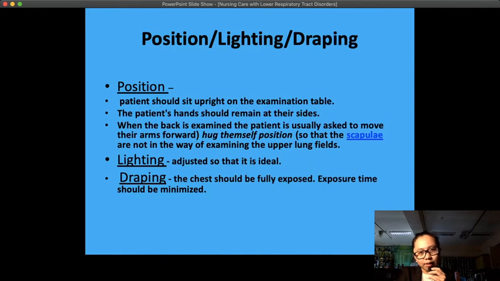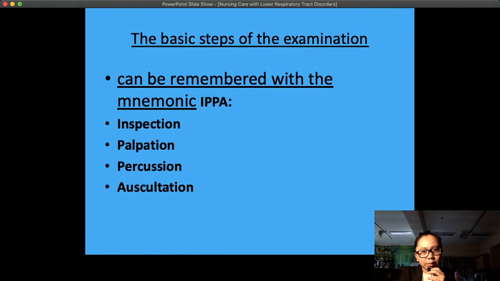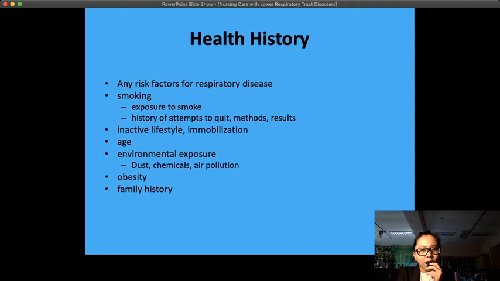Okay, so position and lighting and draping. Okay, so we will not talk much on those things. You already know what those are. Okay, so the basic steps of the examination. Okay, so inspection, palpation, percussion. We're just having a review before we go to the diseases. Okay, and then health history.